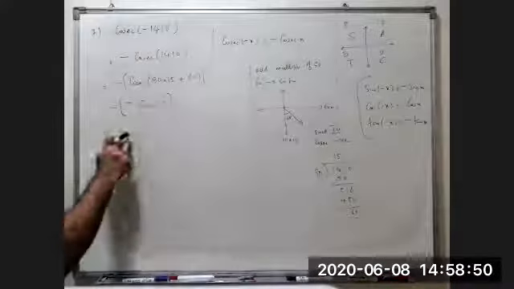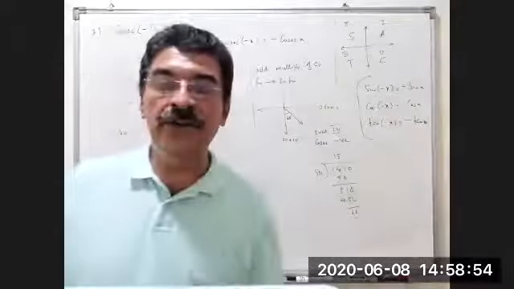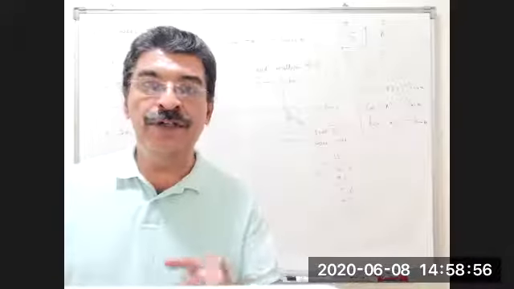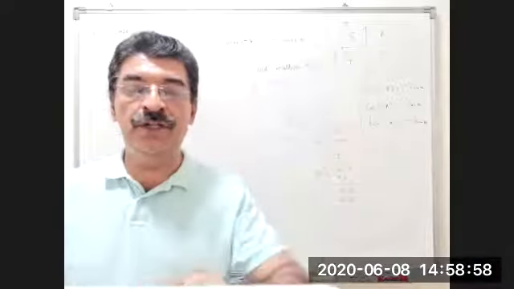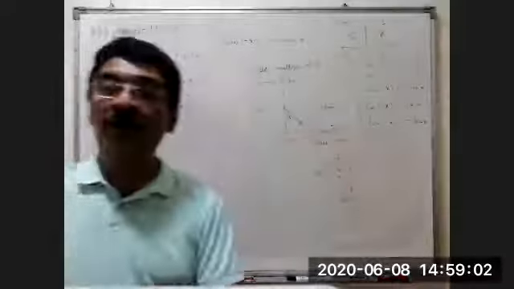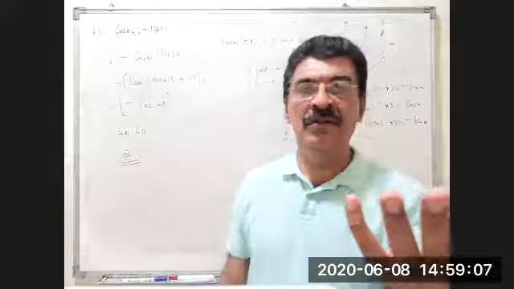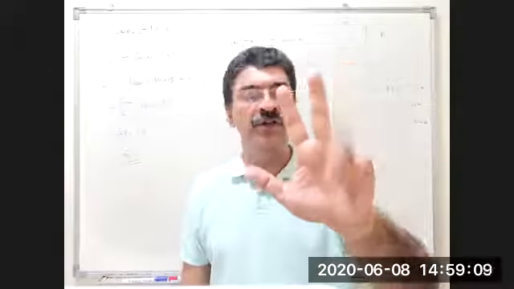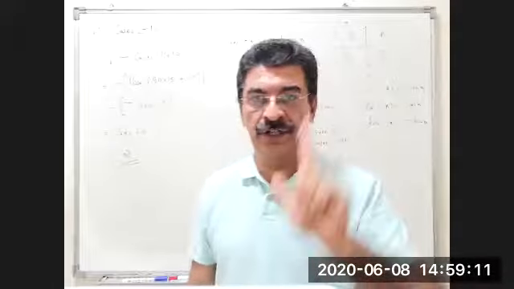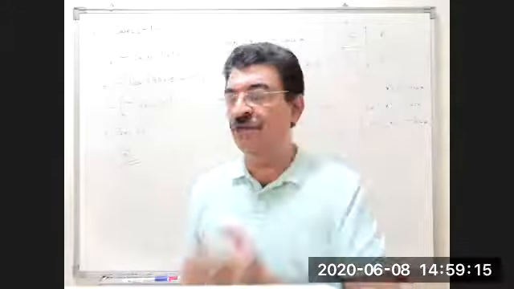Sec 60 is 2. How? Because sec is the reciprocal of cos. Cos 60 is 1 by 2, so sec 60 is 2. You have to remember all the formulas which you learned last year: sin square plus cos square is 1, sec square minus tan square is 1, cosec square minus cot square is 1. These three. Then sin 90 minus theta, cos 90 minus theta, which we discussed now also.